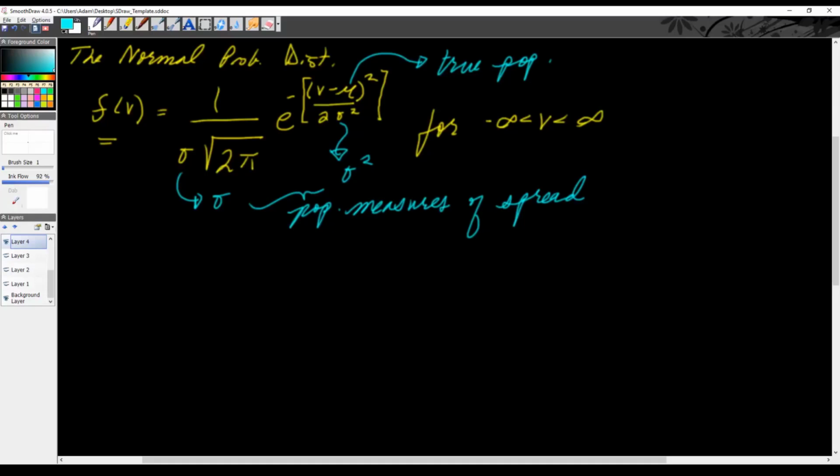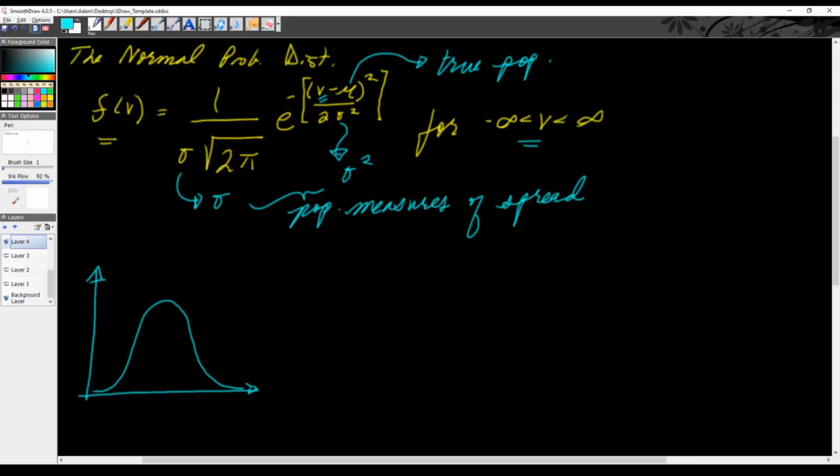If I know sigma and if I know mu, the true measure of spread and the true average, well, of course, I know e, 2.71828 or something like that, and pi, 3.14. I know everything besides v. v is a particular value of the variable under analysis, the normally distributed variable. I can solve for the relative probability by using this function for all values of v from negative infinity to positive infinity. If I graph this, it will look like this. So that is the normal probability distribution.